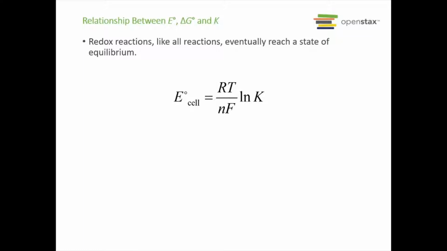Now, our redox reactions, just like all reactions, eventually reach a state of equilibrium. So equilibrium never leaves us. And so the potential for the cell is equal to RT over NF times the natural log of K. I know you guys are probably super excited to see K back.